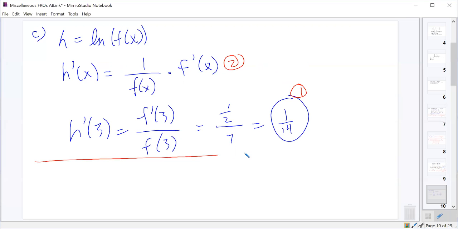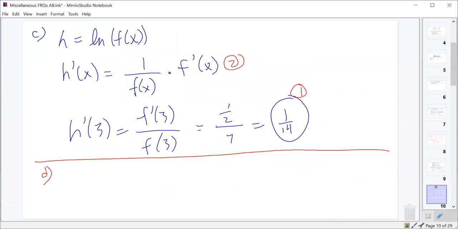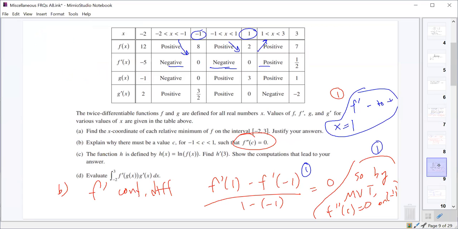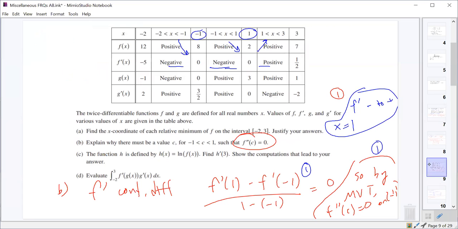Everybody good with part C there? Yep. Okay. And part D says, evaluate the integral from negative 2 to 3 of f prime of g of x times g prime of x dx. I assume I wrote that correctly.